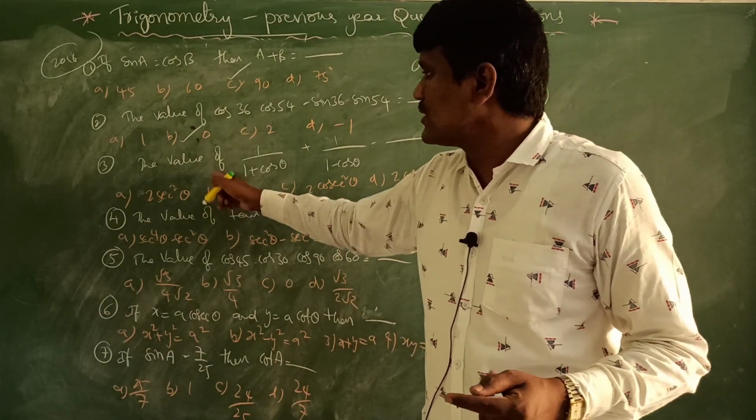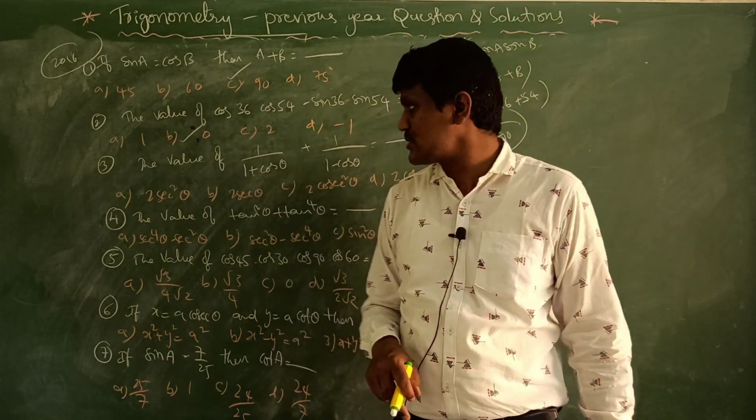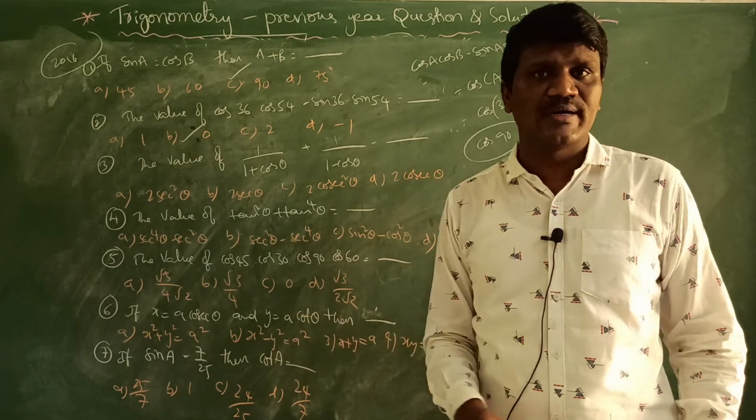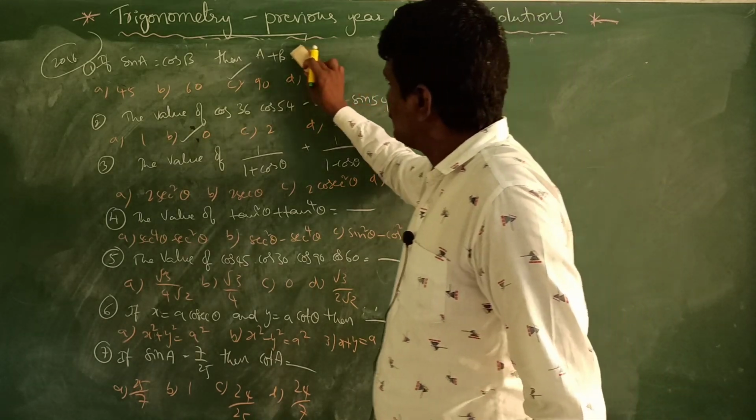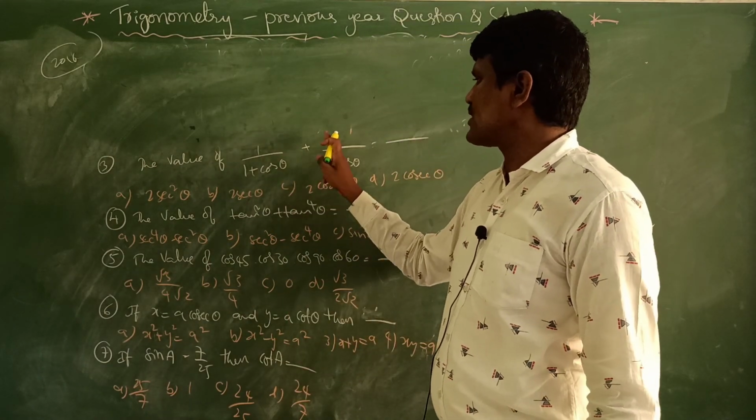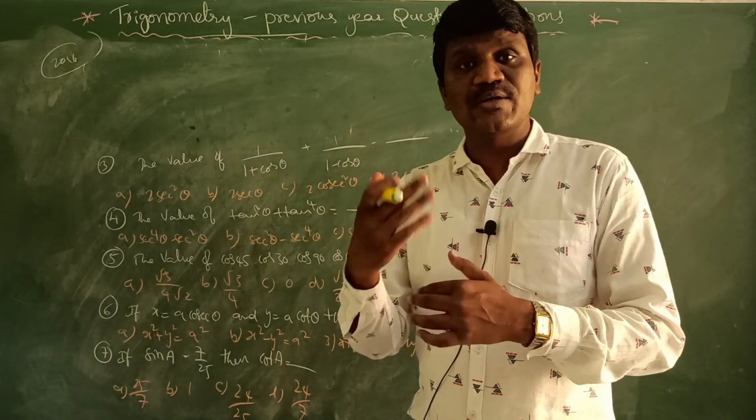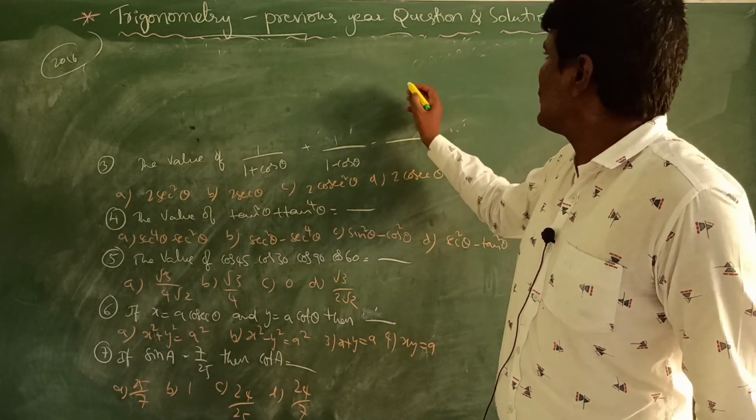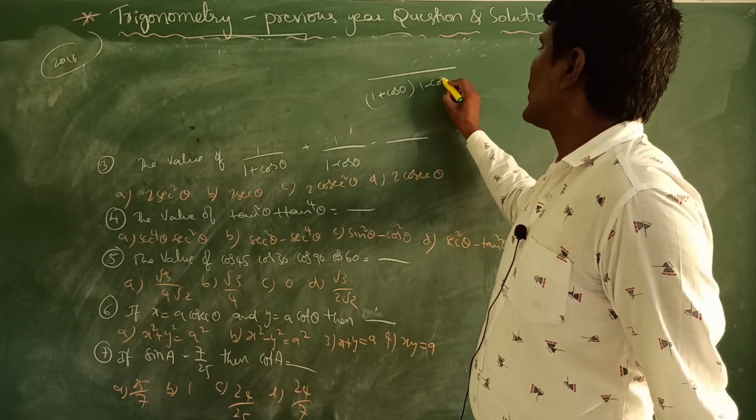Right. Third question. The value of 1 by 1 plus cos theta plus 1 by 1 minus cos theta is equal to dash. So this problem you do, 1 by 1 plus cos theta plus 1 by 1 minus cos theta. By seeing this problem, what you need to do is just take the LCM and solve the problem. So what will be the LCM? LCM is 1 plus cos theta into 1 minus cos theta.